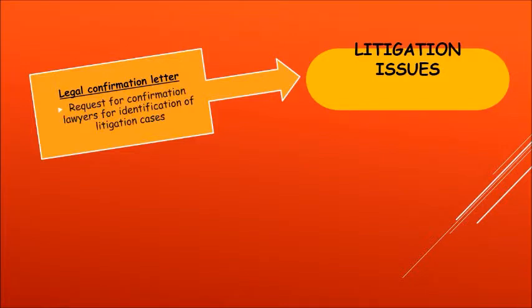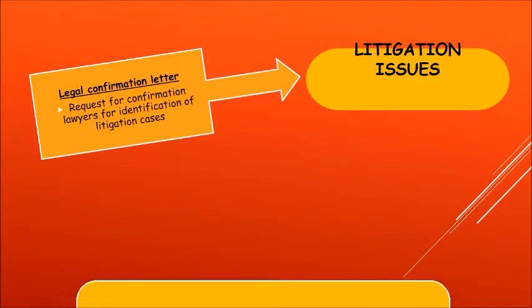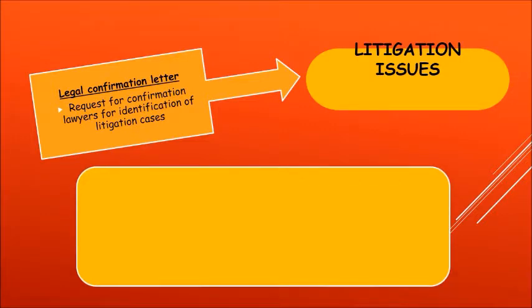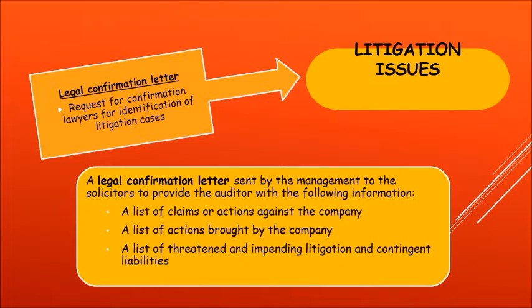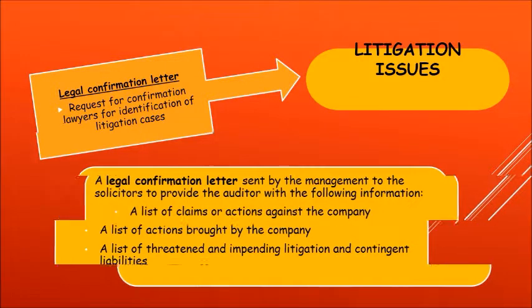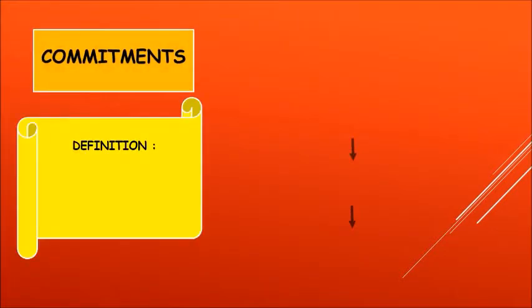A legal confirmation letter is defined as a request to lawyers for confirmation and identification of litigation cases. A legal confirmation letter is sent by management to the lawyers to provide the auditor with the following information: 1. A list of claims or actions against the company. 2. A list of actions brought by the company. 3. A list of threatened and impending litigation and contingent liabilities.